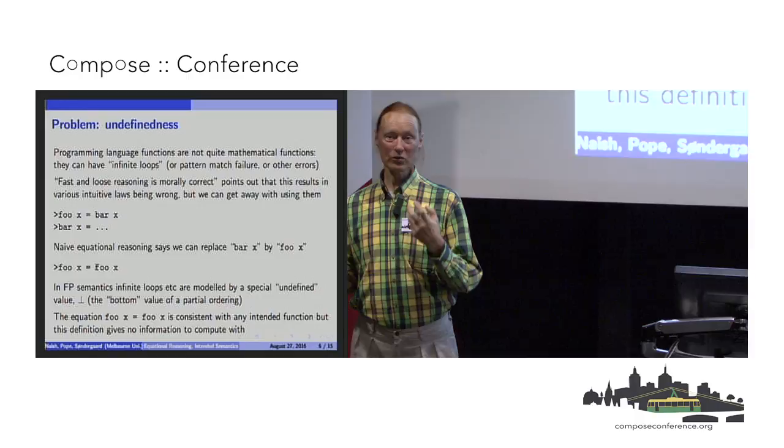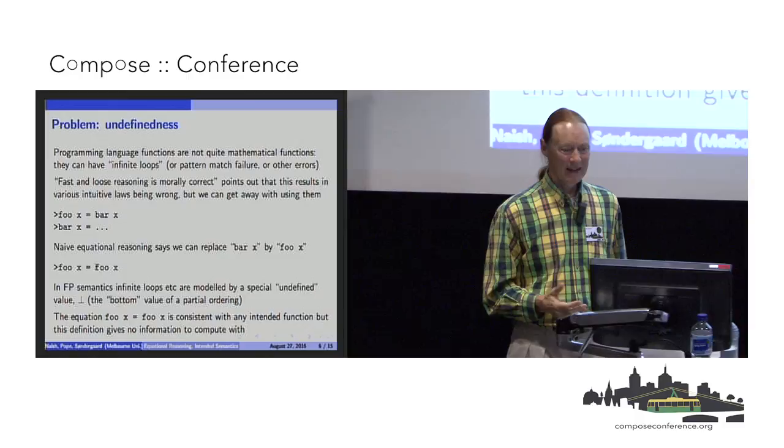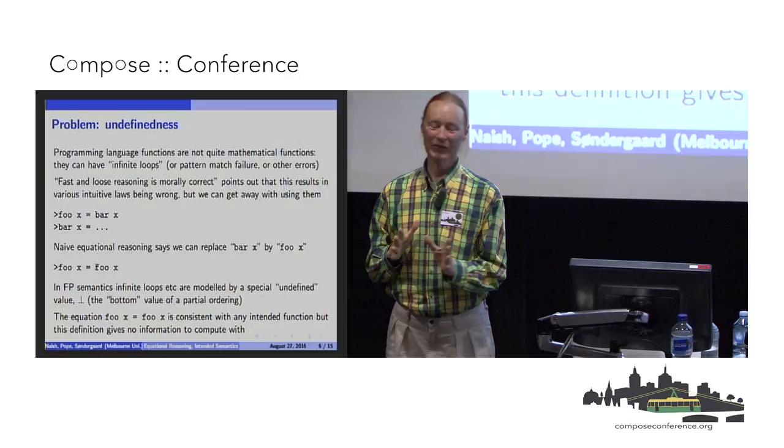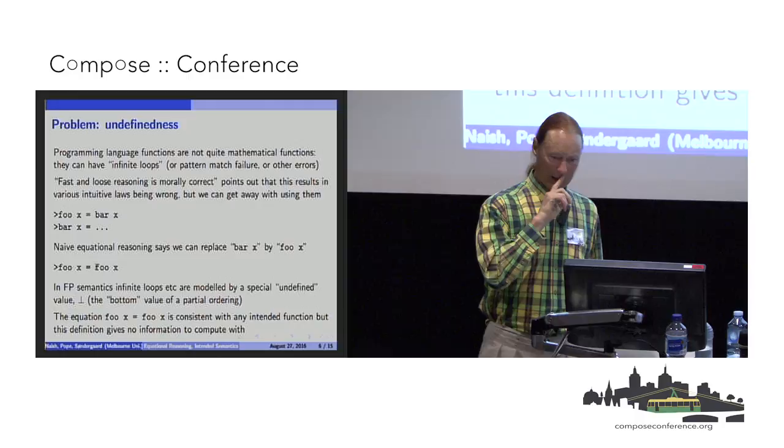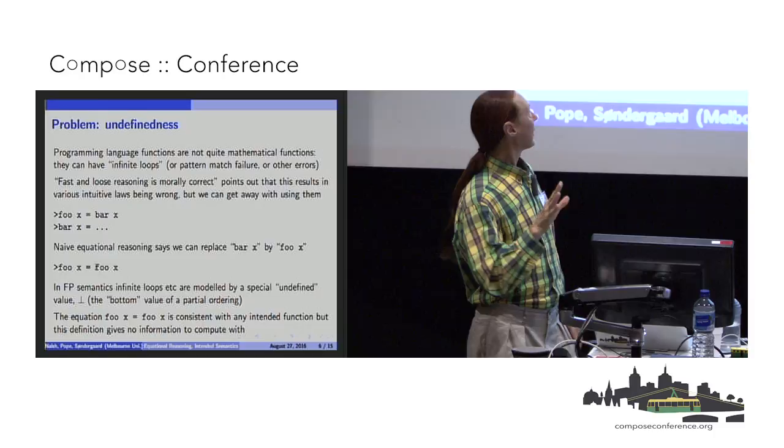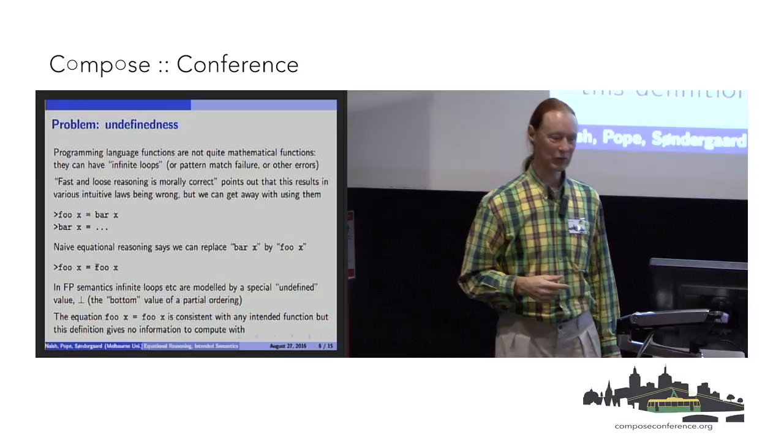There's a paper entitled Fast and Loose Reasoning is Morally Correct, which points out some of these errors and the fact that some laws that you might think are true don't actually work when you have undefinedness in this context. But you can sort of get away with it, mostly. So just as an aside, at the end of the slides, there's some further reading which gives a few references.